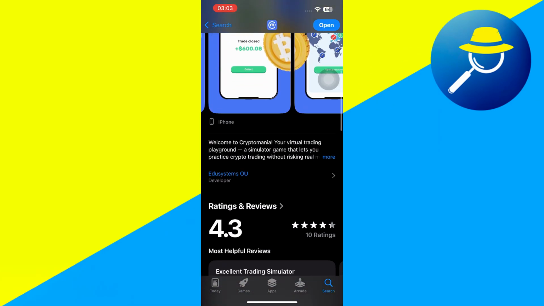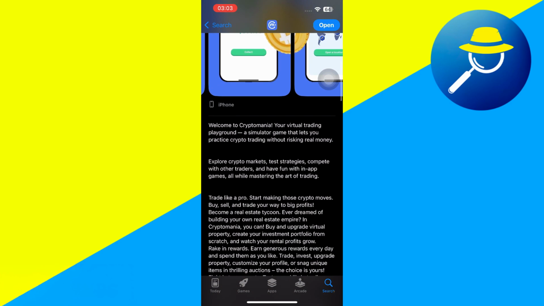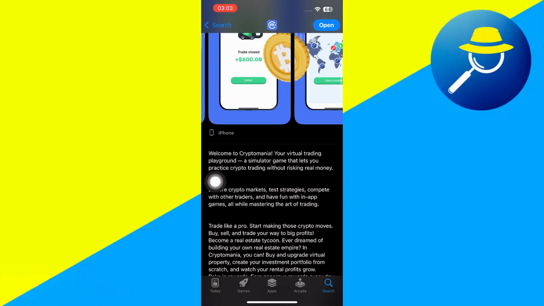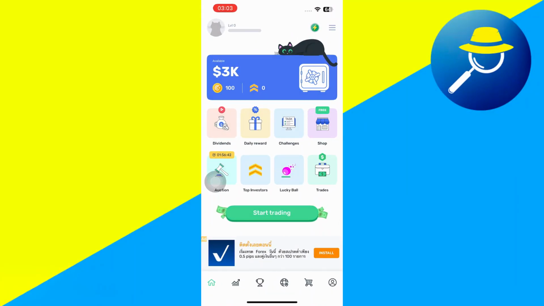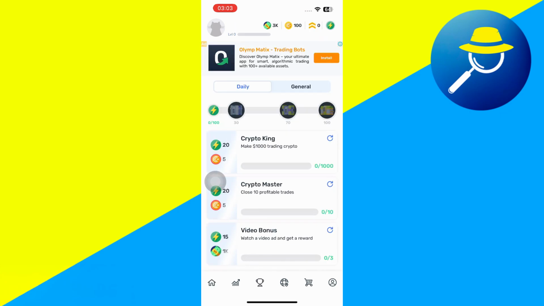Lastly, the platform itself clearly states that it does not operate any real transactions, deposits, or withdrawal processes. It's a closed, risk-free environment where you can safely learn about crypto trading without spending a single dollar. And that's it. So that's basically how you can withdraw Cryptomania money to bank account.